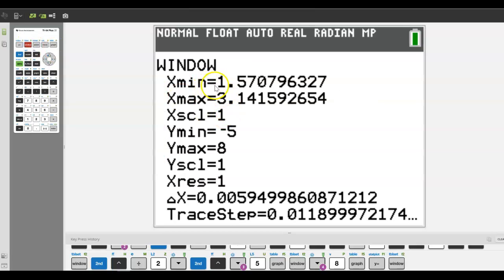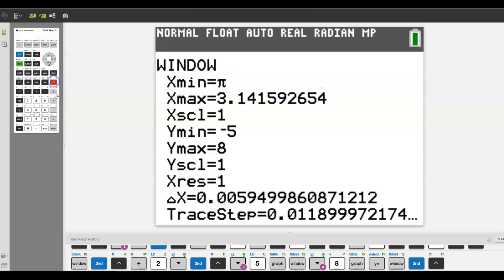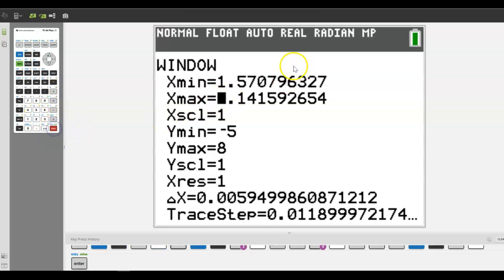And you can hit pause at any time you need. Our interval is from pi over 2 to pi. Well, let's set that as my window. So go to Window, and let's go second pi over 2. And as soon as I hit enter, it converts it to a decimal. And then we're going to go to pi.